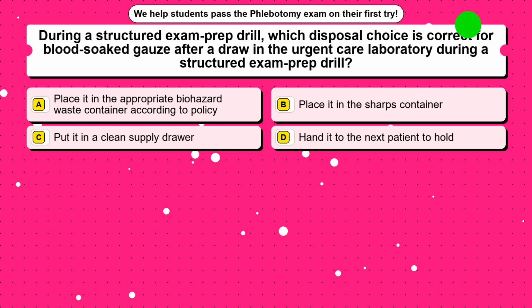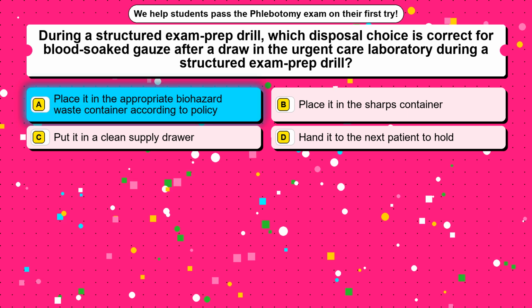Question 87. During a structured exam prep drill, which disposal choice is correct for blood-soaked gauze after a draw in the urgent care laboratory during a structured exam prep drill? Option A. Place it in the appropriate biohazard waste container according to policy. Option B. Place it in the sharps container. Option C. Put it in a clean supply drawer. Option D. Hand it to the next patient to hold.